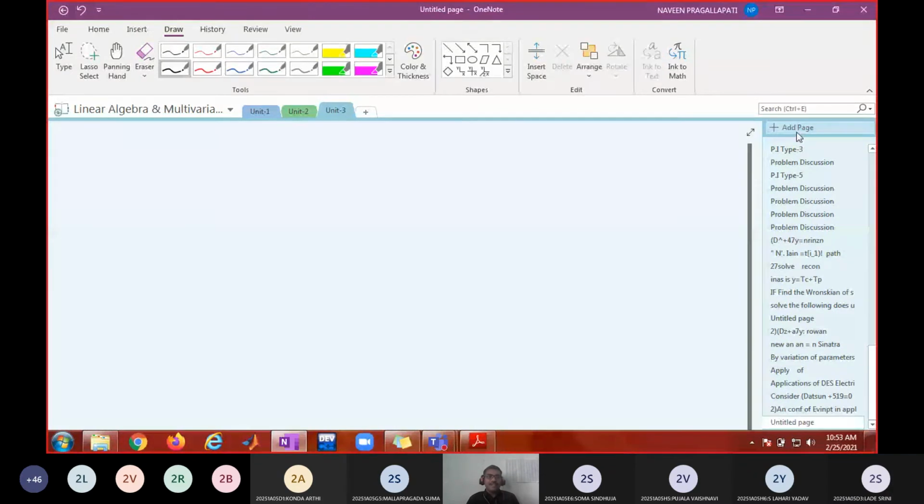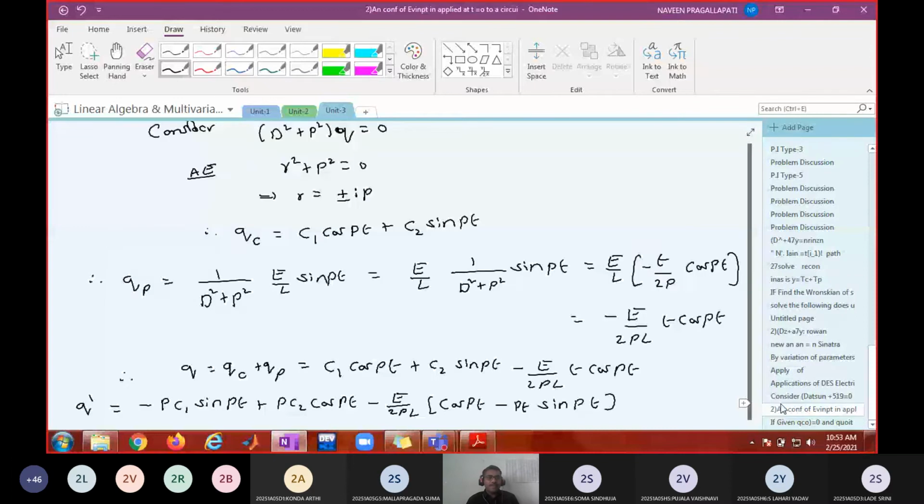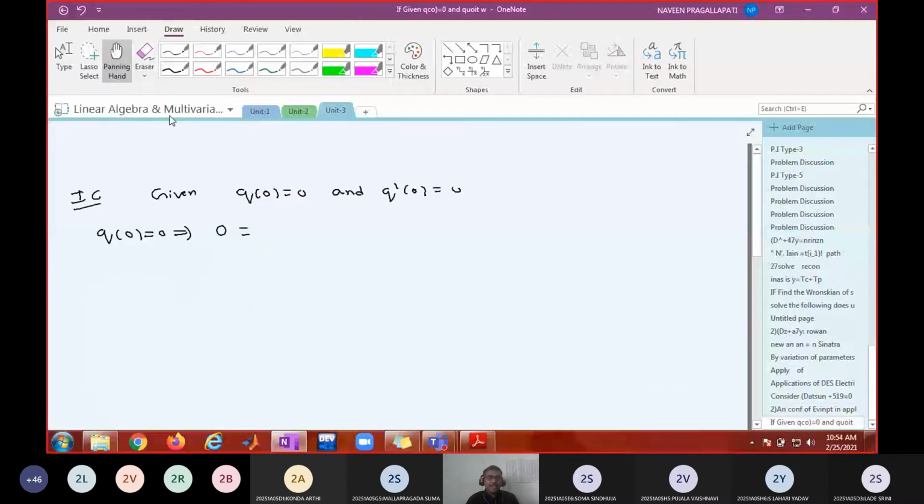Now use the initial conditions. Initial conditions given that Q of 0 equal to 0 and Q dash of 0 equal to 0. So Q of 0 equal to 0 means what? 0 equal to, substitute t equal to 0 here. So cos 0 is 1, sin 0 is 0. 0 into anything is 0. Can you see that? So we are getting only C1. So C1 equal to 0.